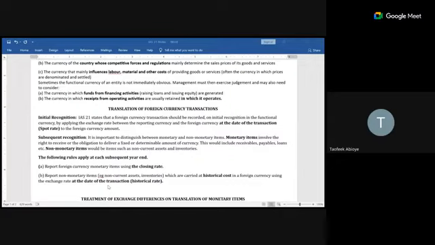So when we are now talking about subsequent recognition, that means at the end of the accounting year end, if I want to translate, what will happen? Is it still the exchange rate I am going to use? Then IAS 21 says, please be careful. Before you can translate at subsequent recognition, you must distinguish between monetary assets and non-monetary assets.